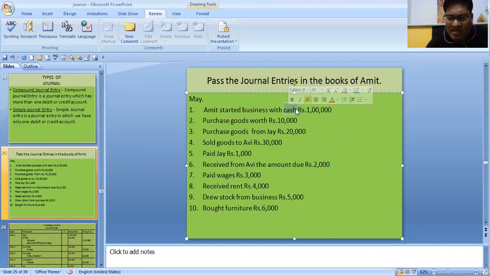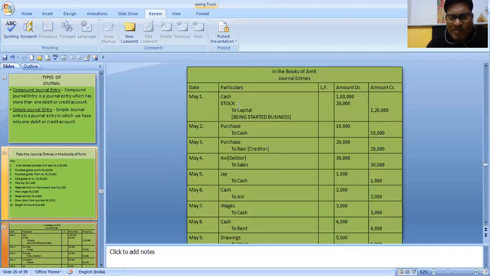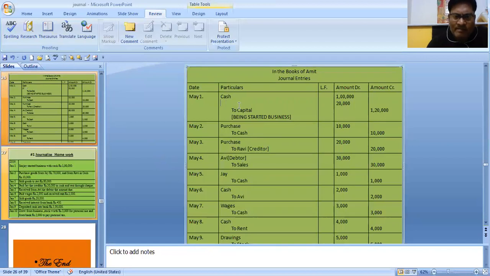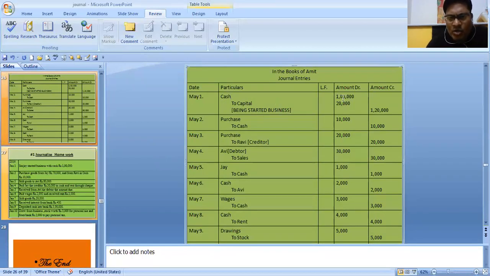Remember, when an asset increases, debit. And capital, a liability, having a credit balance, when it increases, credit. So our journal entry is cash account debit to capital. Cash account debit, we will write 1 lakh, and to capital also we will write 1 lakh.